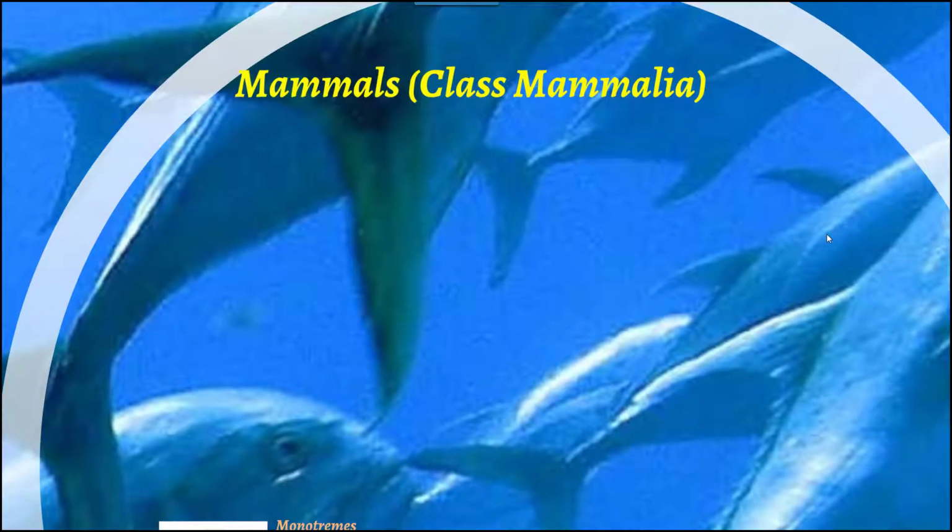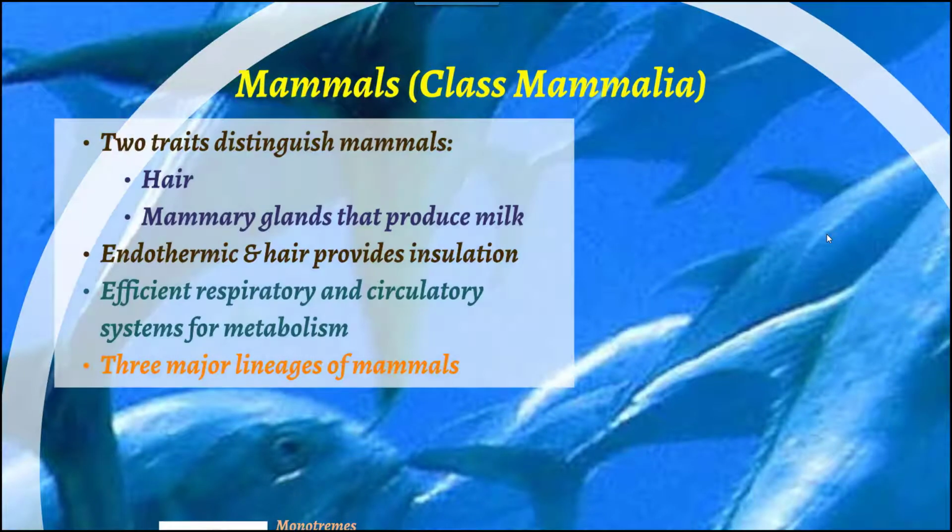Finally, we have mammals and the class Mammalia. It's the one we're most familiar with in a terrestrial environment, but it is not as abundant in terms of diversity in the marine environment. There are two distinguishing traits of mammals: they have hair and mammary glands that produce milk. They are endothermic, similar to birds, and their hair does provide a little bit of insulation for things like seals and walruses. However, in some marine mammals, that hair is lost.